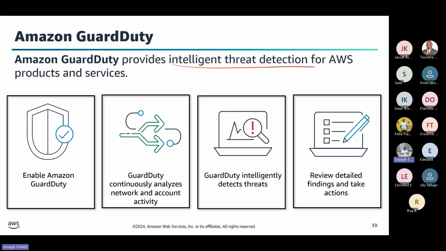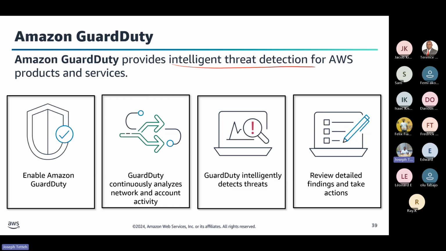Or there is a malicious activity going on. So it's continually doing that from our VPC flow log and the DNS logs, and once it detects a threat, you can review the findings in the console. I think that's a very nice question from Darius, and then you can take remediations in them.